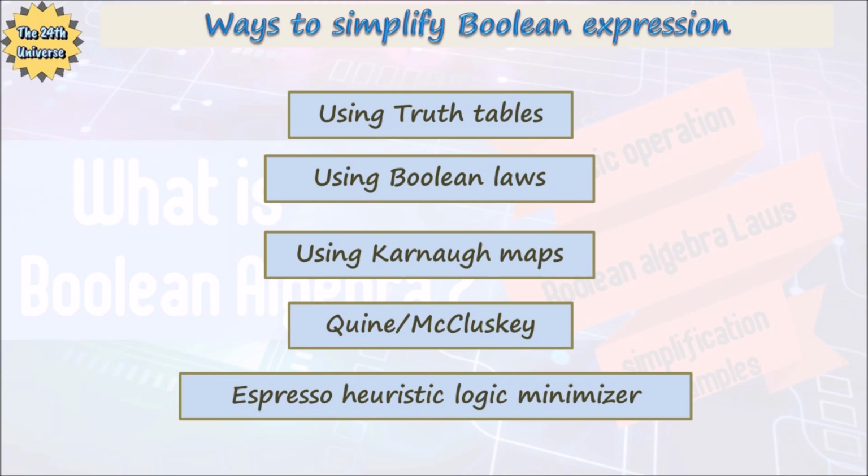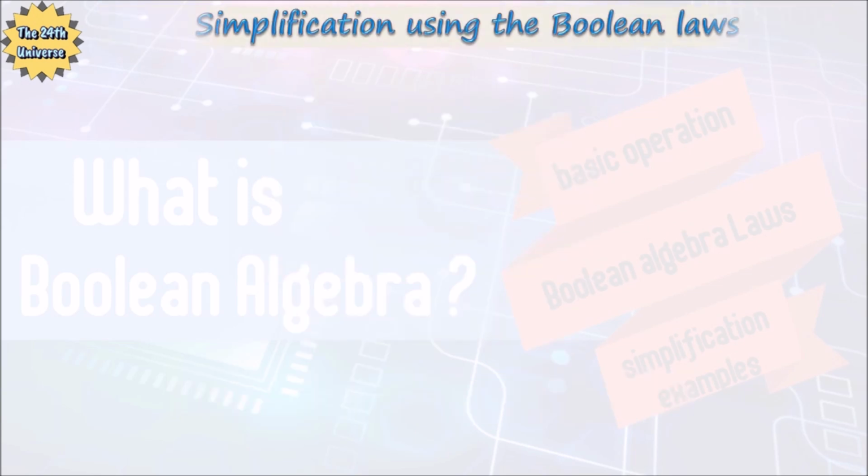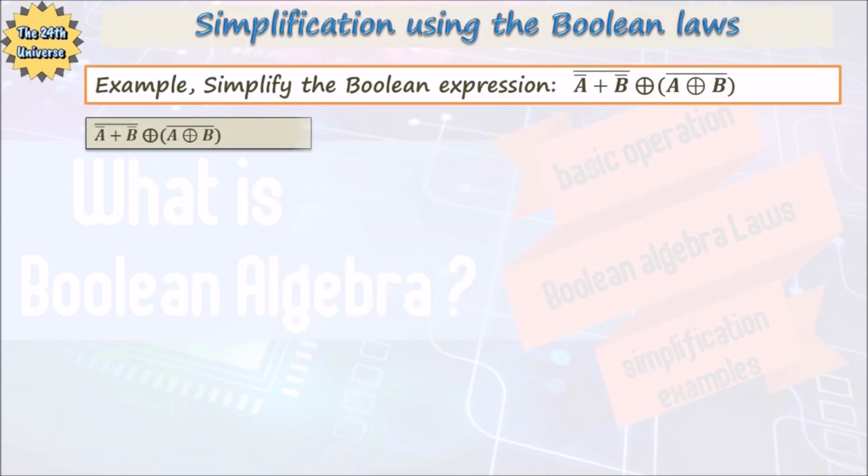For Karnaugh maps, you can watch my video whose link is in the description. Now let us see an example to simplify Boolean expression using the Boolean laws. Consider a Boolean expression (A bar OR B bar) the whole bar XORed with (A XOR B) the whole bar. First step is to write the expression as it is.